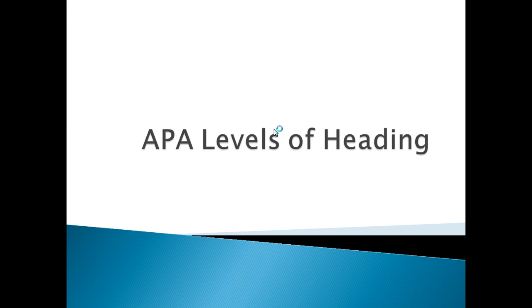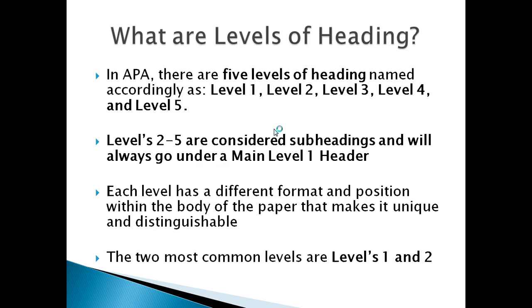Okay, so today's tutorial is on APA levels of heading. And APA levels of heading are nothing more than APA's style for organization of the paper. So in APA there are 5 levels of heading, and they're named accordingly, levels 1 through 5.